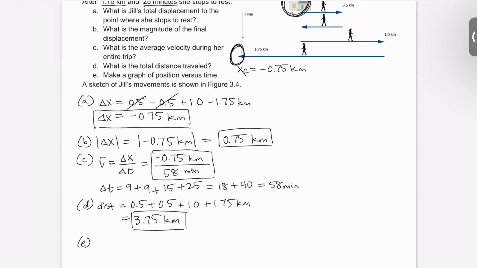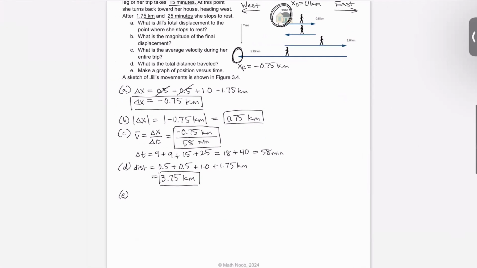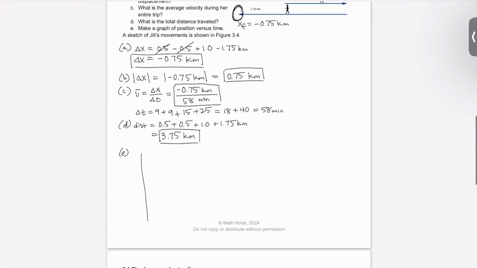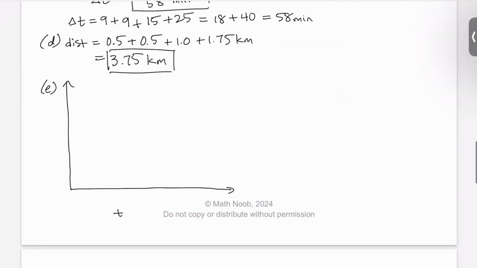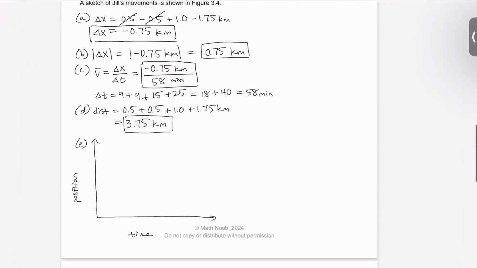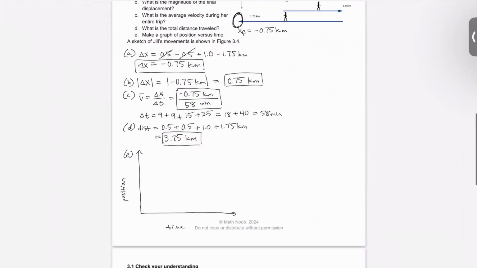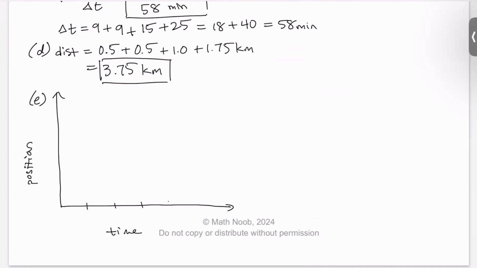Now for part E, they want us to make a graph of position versus time. All right, so let's draw our axes. I'm going to try to do it as neatly as I can. And we're going to put time on the x-axis and position on the y-axis. For time, it's not very uniform. There's like 9 minutes and then 25 minutes. So I'm just gonna estimate where those would go on this axis that's separated by units of 10.